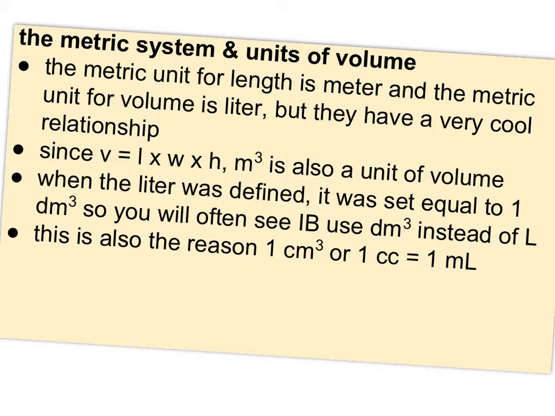So the metric system and units of measure, let's just review a little bit here. The metric unit for length is meter, and the metric unit for volume is liter. But they have a very cool relationship. It was deliberately established that since length times width times height is one way to find volume, then any length measurement cubed also represents volume. So when the liter was defined, it was set up to equal 1 decimeter cubed. So you will often see in IB or metric-using societies that dm cubed is used instead of liter. And that also means 1 centimeter cubed, or 1 cc, is equal to 1 milliliter.